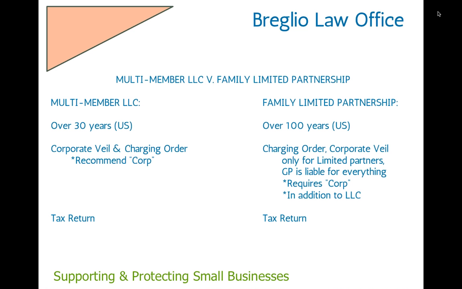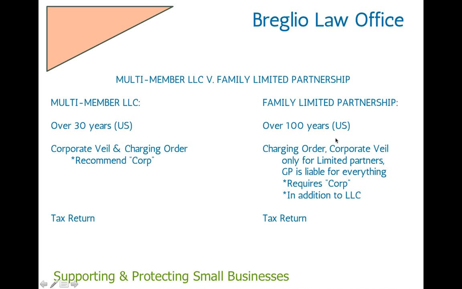So when using a family limited partnership, very often we'll create a corporation to be the general partner because corporations will get that corporate veil protection, or we'll have the family limited partnership own an LLC because the LLC will provide that corporate veil protection. And then the family limited partnership on top of that would provide the charging order protection. And that's great, but now you've got a little bit more complicated arrangement. And we're going to show that arrangement a little bit later.